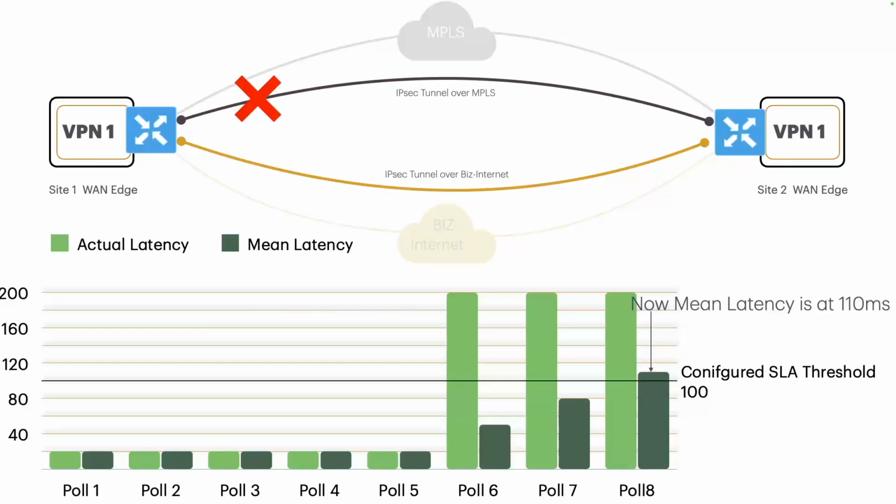It isn't until poll 8 that mean latency has finally crossed that 100 millisecond line. This is the exact moment the AAR policy declares the path out of SLA and shifts your critical application traffic to a better circuit. By focusing on the dark green mean bars rather than the light green actual spikes, we ensure the network only reacts to sustained degradation, preventing the flapping that happens when a router switches paths back and forth too quickly.